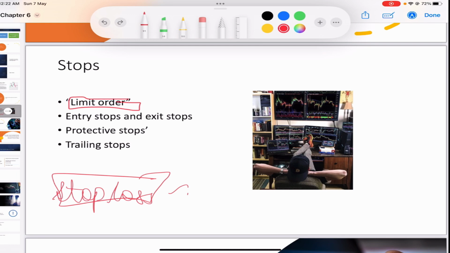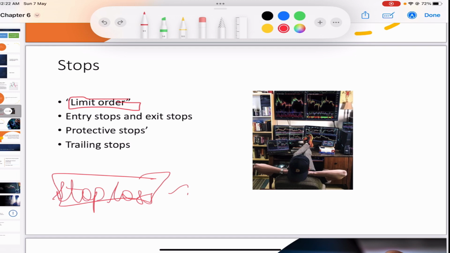The same thing with exit stops. So when I talk about exit stops, that is my target. The moment my price reaches 200, I need to exit out of the market. So that is my exit stop. I hope that is clear. And when I'm talking about protective stops, I'm talking about my stop loss. That is going to be based on my price action, where I'm going to set my stop loss.